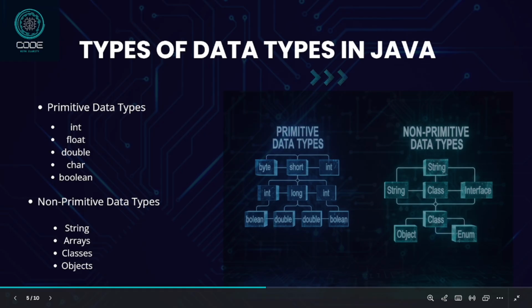As you can see in the hierarchy image, data types are divided into primitive and non-primitive. And under non-primitive, we have string, arrays, classes, and objects. The important difference to remember is primitive types store actual values. Non-primitive types store references to memory locations. Don't worry if this sounds slightly complex right now. We will understand classes and objects deeply in upcoming lessons.